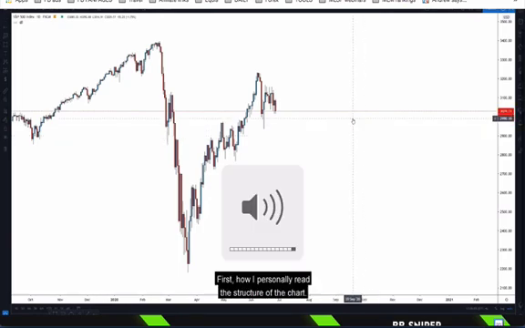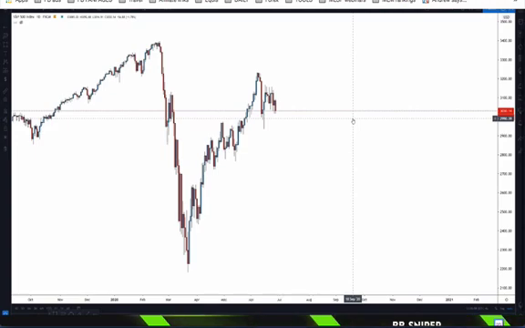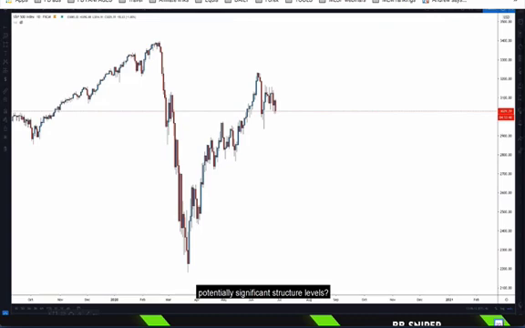First, how I personally read the structure of the chart. Second, how to identify potentially significant structure levels. And third, we'll be taking a look at a couple of examples and discussing how we can use the structure to help us determine which direction the market could be heading in next.